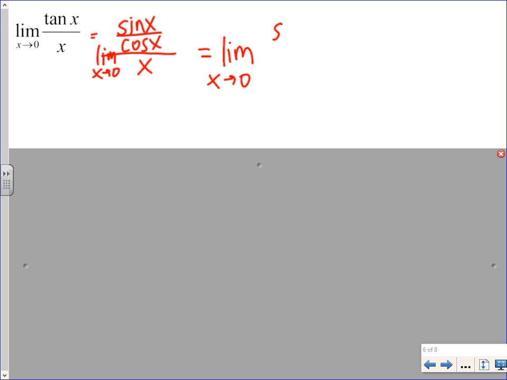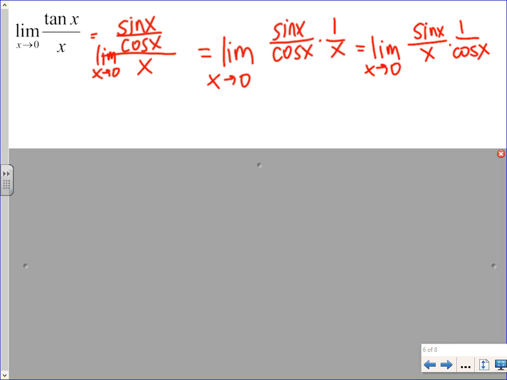Okay, so let's recall that when we divide, it's the same thing as multiplying by the reciprocal, right? So we have our numerator times the reciprocal of our denominator. So what I would do is, since we have that special rule, I would group sine of x and x together, and then 1 and cosine of x together. That's okay. That's the commutative property. We can put things in a different order.